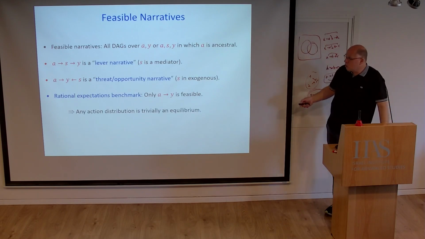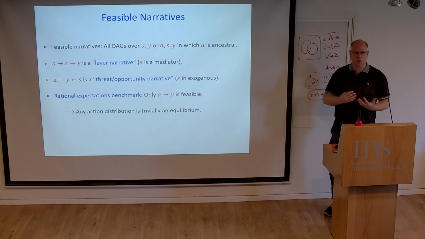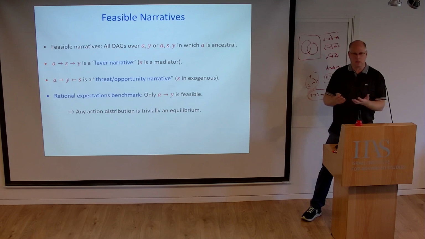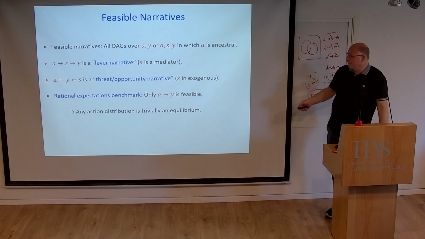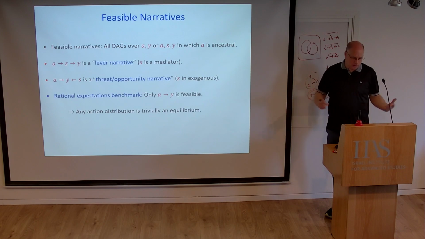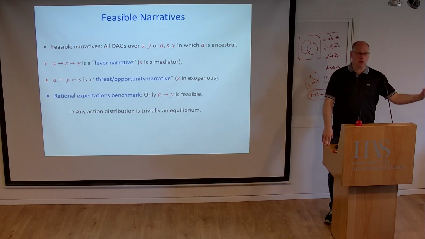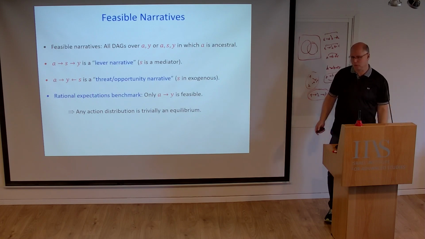And so if that's the only model that people have in mind, then all the actions, because they're all costless and they're all equally likely, they're all equivalent in terms of their zero effect on Y, then any action distribution is going to be trivial in equilibrium. So in this benchmark where only this narrative is feasible, we don't have anything to say about the action distribution. People will use this model, quantify it, and understand that nothing they do has any effect on the outcome. Yes.